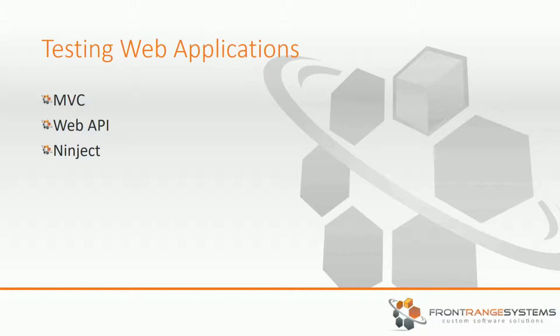We'll also work on some Web API. We can test that as easily as an MVC controller. And we'll take a look at that. We'll run through the Web API itself, and we'll see how that's working. Ninject is what we're using for our dependency injection container. And that's also a NuGet package. And you can see how I've implemented that, and it's pretty easy to use.